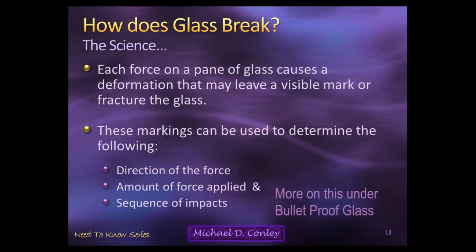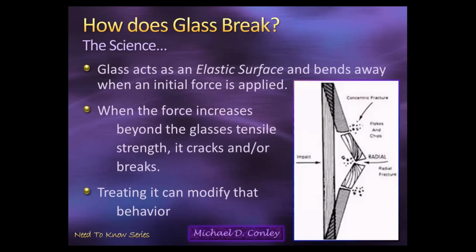Each force on a pane of glass causes a deformation that may leave a visible mark on or fracture of the glass. These markings can be used to determine the following: direction of the force, amount of force applied, and sequence of impacts. We're going to talk in more detail on this when we talk about bulletproof glass, which is a misnomer, by the way. Glass acts as an elastic surface and bends away when initial force is applied. When the force increases beyond the glass's tensile strength, it cracks or breaks. Treating it can modify that behavior, however.